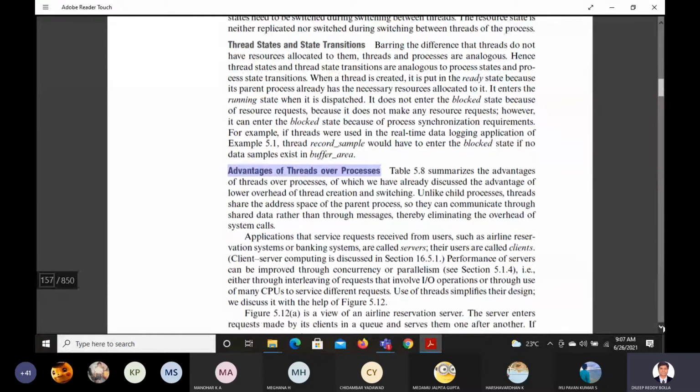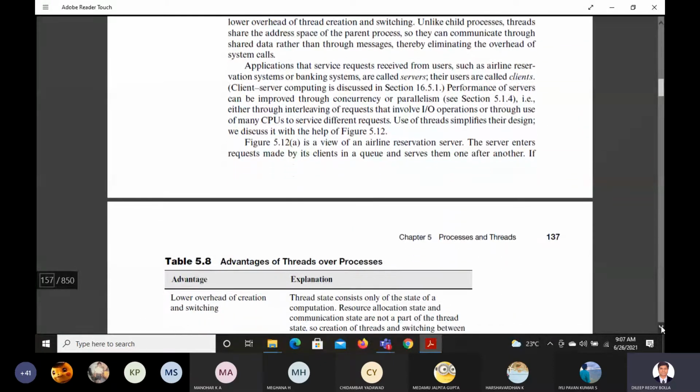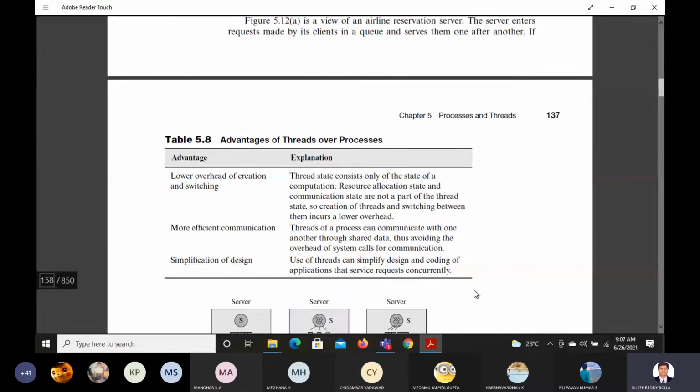Table 5.8. Let us see where is that here. So this can show the differences between threads and process. What is that exactly? So this part we can see, and moving back to the next concept.